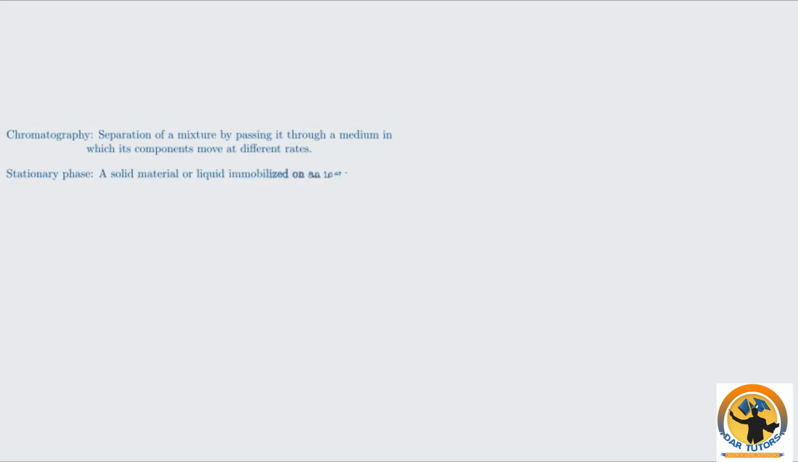To understand this, we need two key phases: the stationary phase and the mobile phase. The stationary phase is a fixed, solid material, or a liquid immobilized on a solid support. The mobile phase is a liquid or gas that moves through or along the stationary phase.